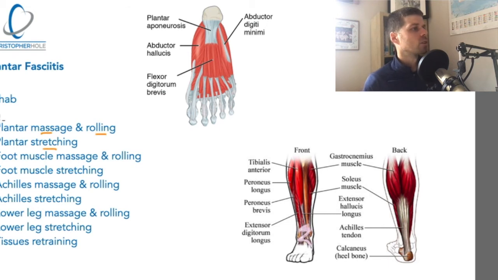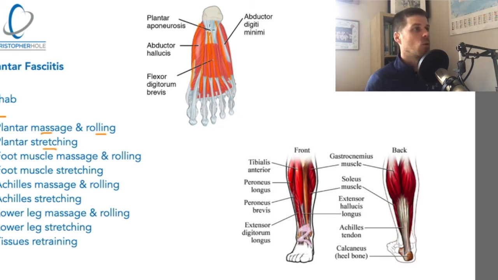So with regards to rehab, we've got plantar massage and stretching. Now obviously the plantar means the lower part of the foot, the underneath of the foot. So this is what I would be massaging and then stretching.